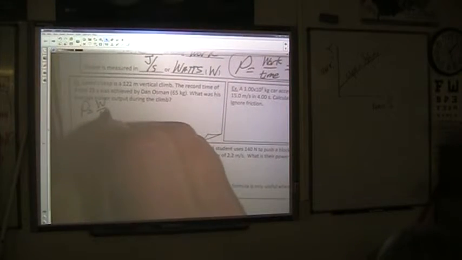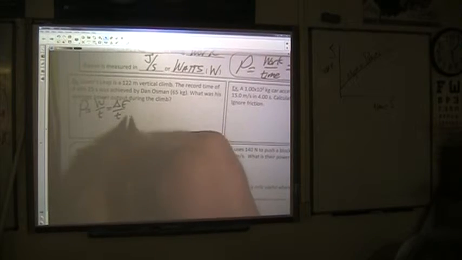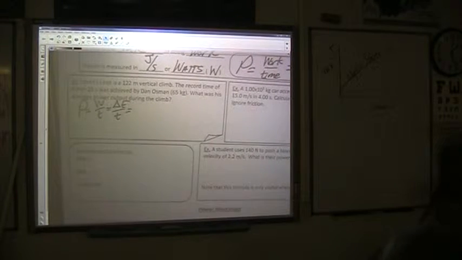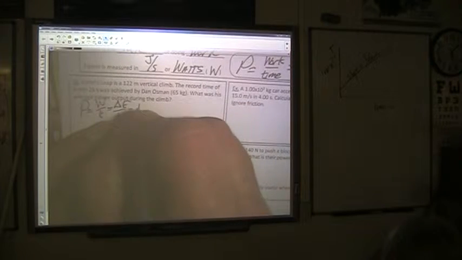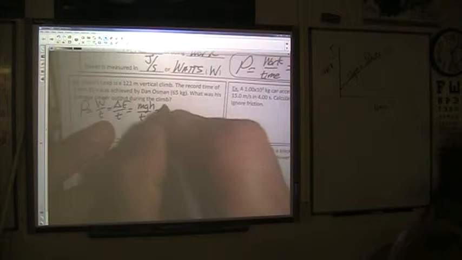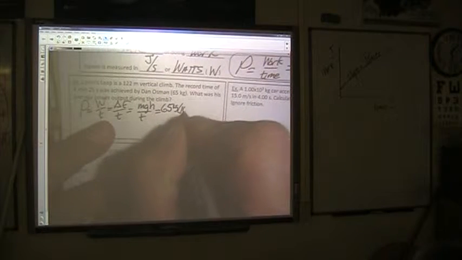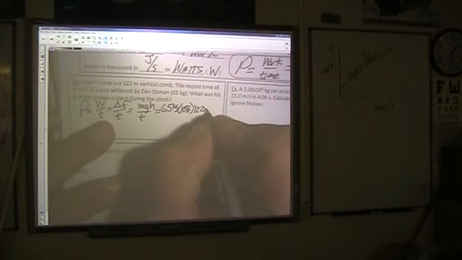So since power is work divided by time, which is equal to a change in energy over time, what was his energy change? Well, what is his work? Okay, let's talk about it that way. How are we going to find work? 65 times 10 times. Good job. So his work is the same as its potential energy to get there, correct? Good. So I'm going to say mgh over time, which is 65 kilograms times 10 meters per second squared times 122 meters over time. But why are you using potential energy?